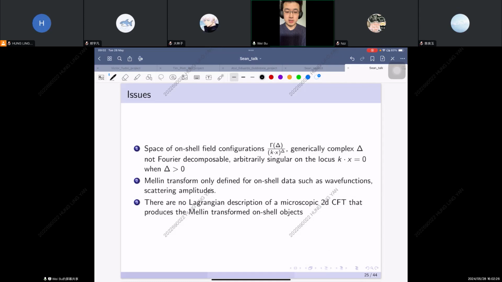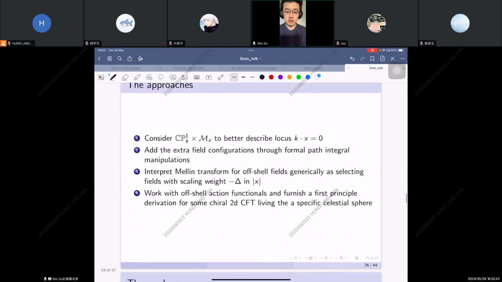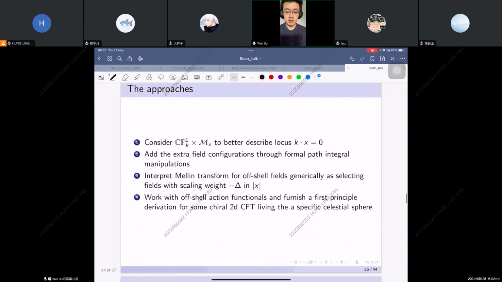And two, the Mellin transform was only defined for on-shell data. So we know how to define it for off-shell data as well. We just do a scaling reduction and compensate it with some number. And the third thing was there was no Lagrangian description of a microscopic 2D CFT. We're about to rectify that. So the way to do it is, as in the first thing, we consider this larger space called twistor space, where we promote k to a coordinate to better describe the locus k dot x equals 0.